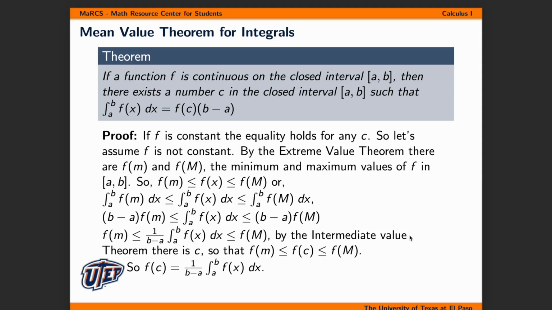So by the intermediate value theorem, there is a c such that our minimum is less than or equal to our function evaluated at c, and that is less than or equal to our maximum. So our function evaluated at c sits between our minimum and our maximum values of f in the closed interval from a to b. So that means that our function evaluated at c will be equal to 1 divided by b minus a times our integral from a to b of our function with respect to x.